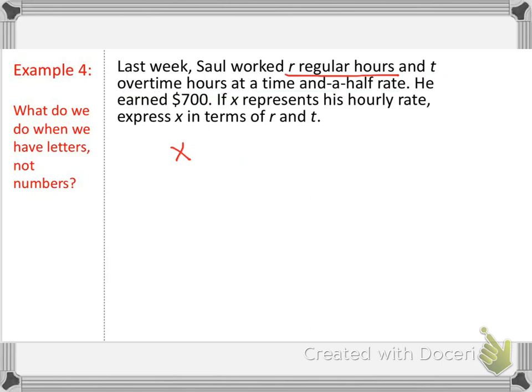Okay, so it's X times R, right? Because R is the regular hours, and X represents the hourly rate. Plus, it's time and a half, so it's 1.5 times X, because you're getting paid 1.5 more. And we're going to multiply that by how many hours were worked for overtime, and that's going to equal 700.